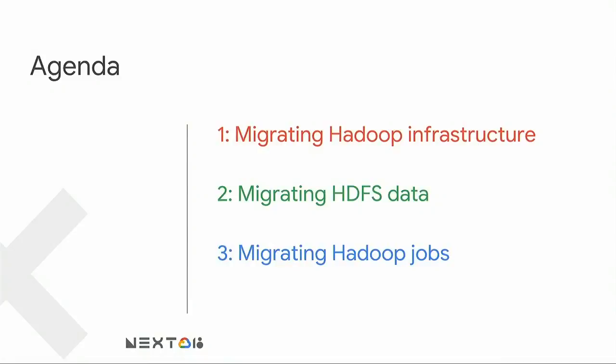Whenever you think about migrating from on-premises clusters to Google Cloud Platform, there are three aspects that you have to consider: migrating your infrastructure, your data, and your jobs. And that's what we are going to talk about today. Okay?